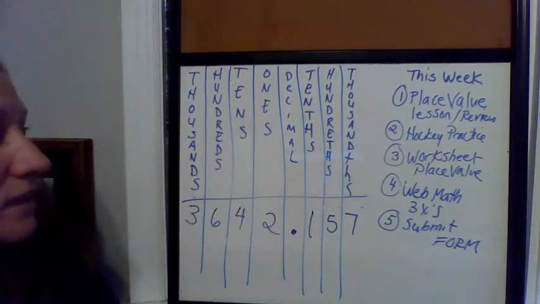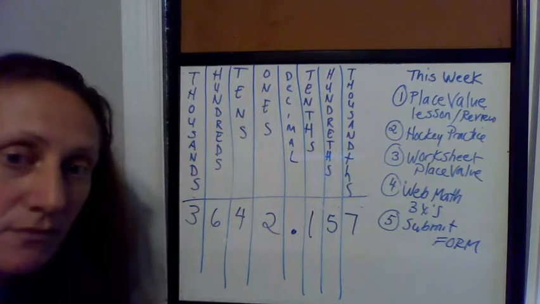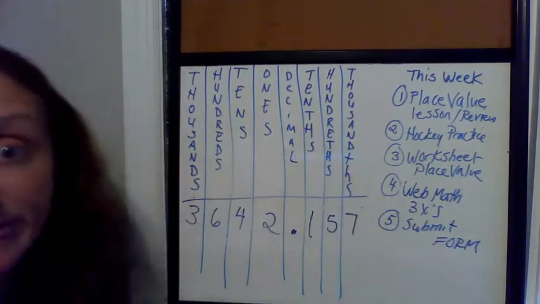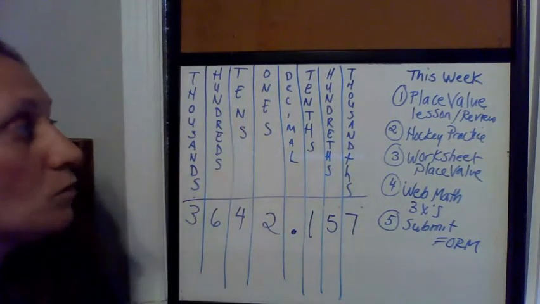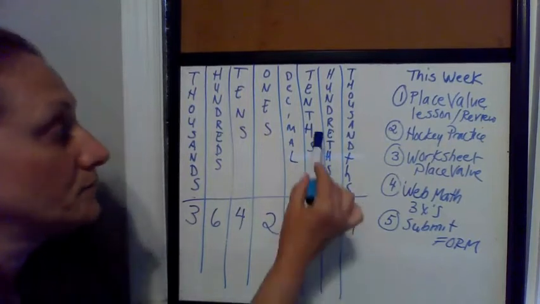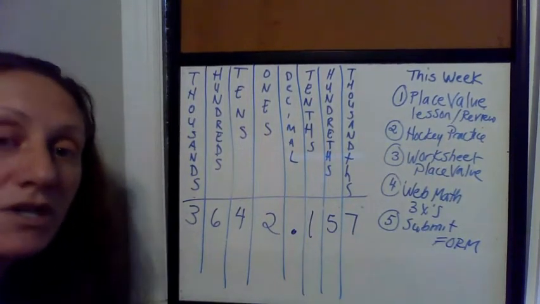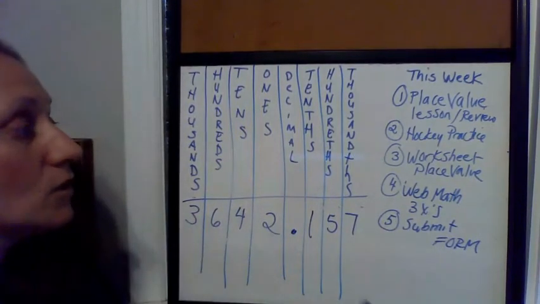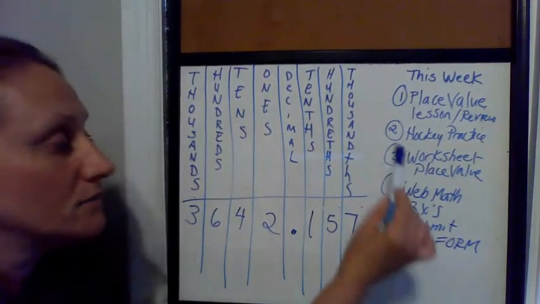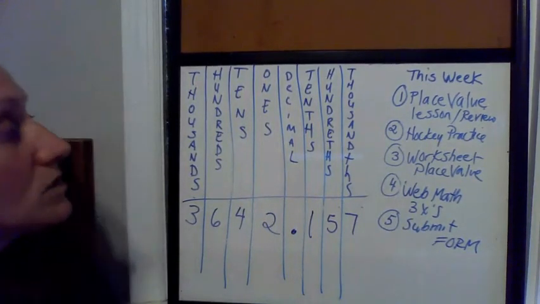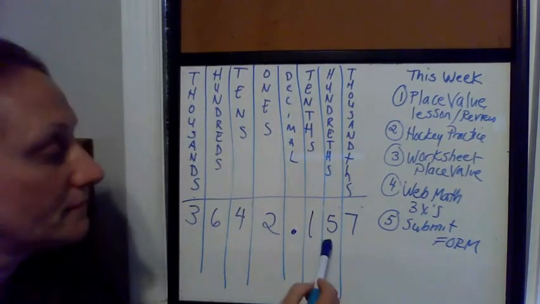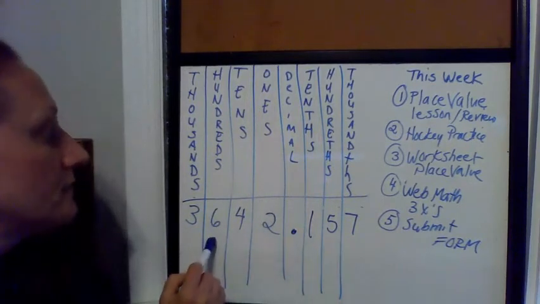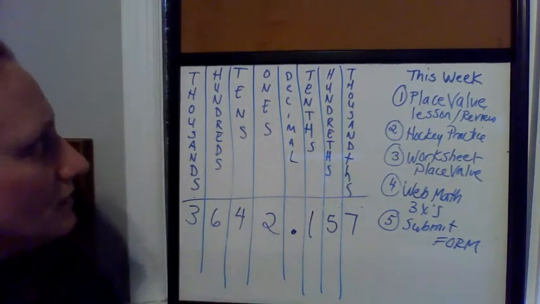Okay. So I'm going to ask you a couple of these and we're going to review. So which number is in the ones column? And you're going to say 2. Which number is in the tens column? Just answer this in your head. 4. Which number is in the tenths column? 1. Which number is in the thousands column? 3. Which number is in the thousandths column? 7. Which number is in the hundredths column? 5. Which number is in the hundreds column? 6. And I think that we did them all.